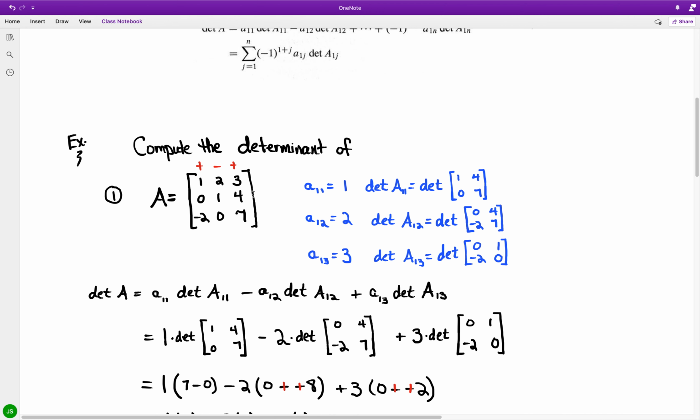And for the second element from the top row, I have 2. For the corresponding determinant, I'm sectioning out the top row and the middle column, and left exposed are 0, 4, negative 2, and 7. So I'll be looking for the determinant that corresponds. And for A13 equal to 3, again for the corresponding determinant, you're sectioning out the top row and the rightmost column, and left exposed we have 0, 1, negative 2, 0.